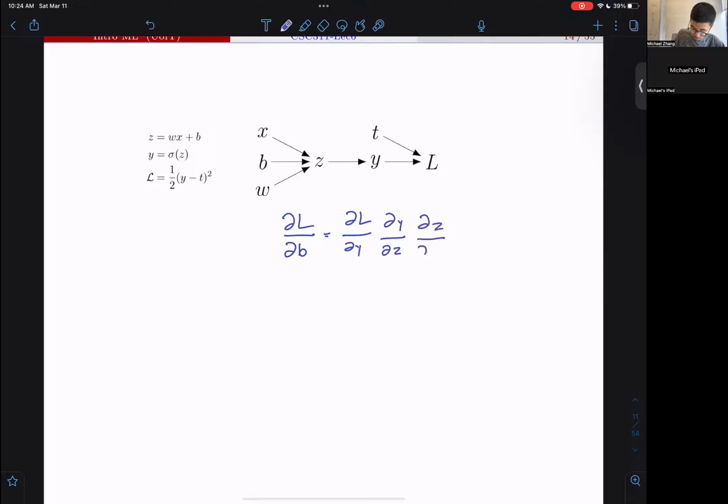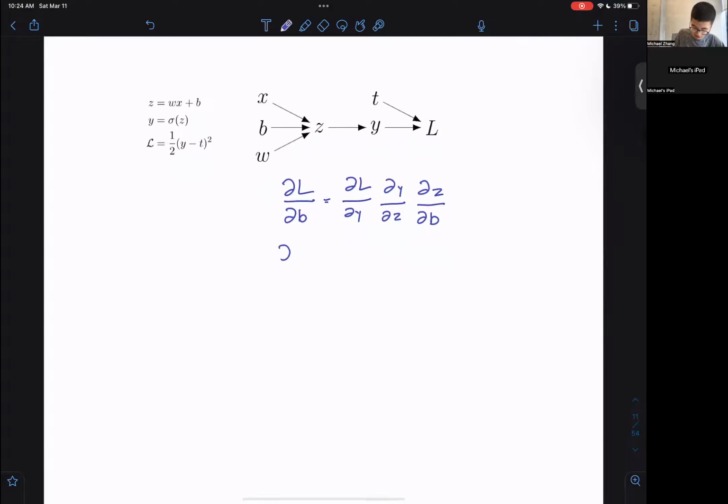Partial Z, partial B. And similarly, we have a similar decomposition for W. So we have partial L, partial W equals partial L, partial Y, partial Y, partial Z, and then partial Z, partial W. So namely, when you write out the chain rule in this form, you'll realize the first two terms are completely the same. So we can go ahead and express these local derivatives more compactly. So if we look at the partial L, partial Y term, this is just going to equal Y minus T.